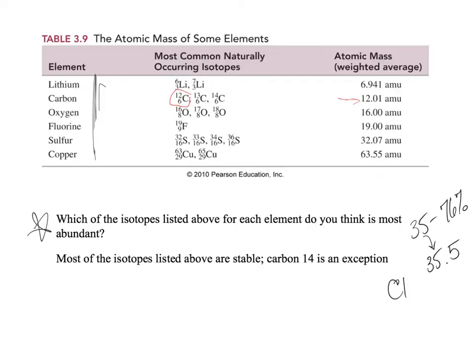All right, let me erase that for you. Can you do oxygen? Periodic table reports its atomic mass is right at 16. So which of the 3 do you think is the most common? All right, I think you get where I'm going with all this.